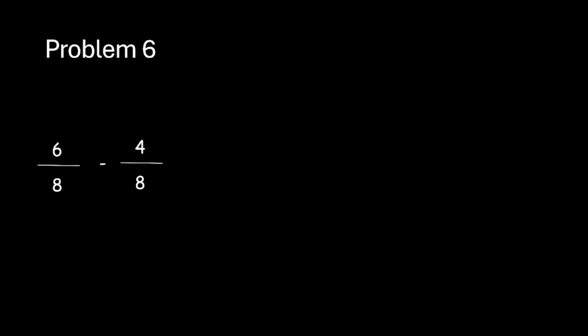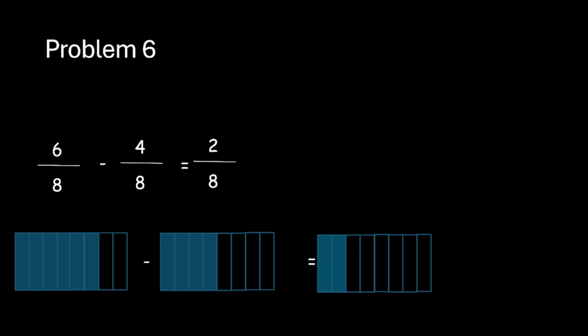Okay, so try out problem number 6 and see what you can come up with. Pause the video if you need to. Okay, so if you do 6 minus 4, you should get 2 over 8. Now if you want to use a diagram, you're going to shade in 6 out of the 8 boxes, and you're going to subtract from that 4 out of the 8 boxes. So 6 minus 4 is going to give you 2 over 8. So 2 over 8 is going to be your answer.